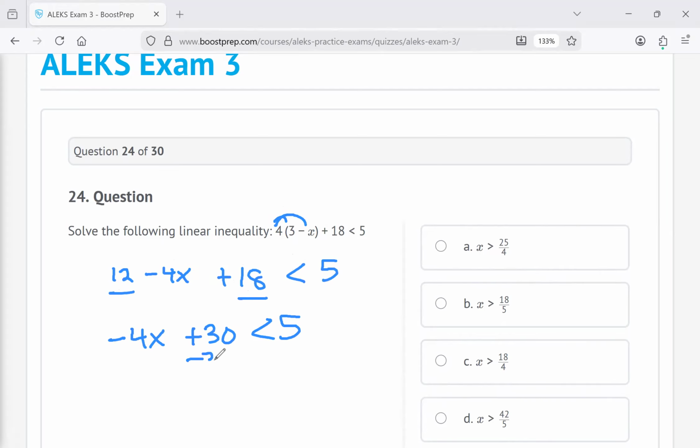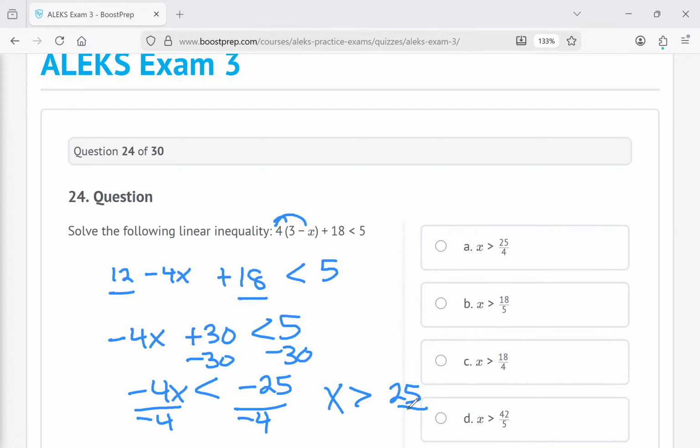And then subtract 30 from both sides. Negative 25. And then divide this by negative 4. You get x, and since you divide by a negative, you have to flip the sign. And then it's 25 over 4. Letter A.